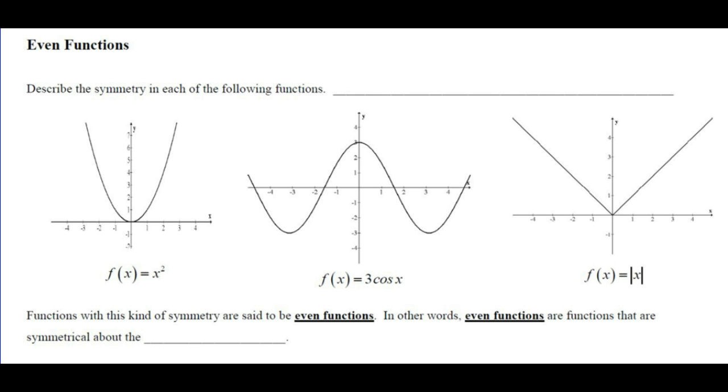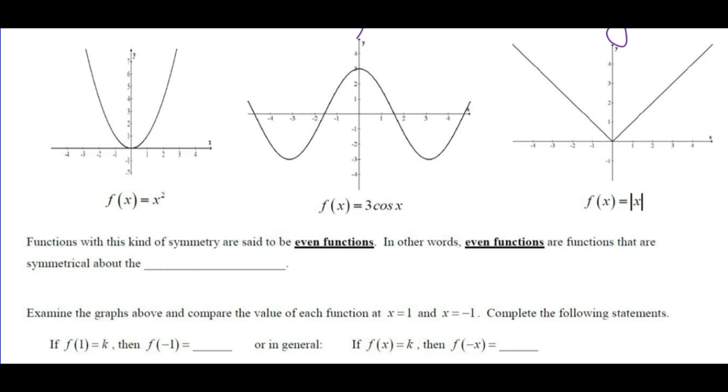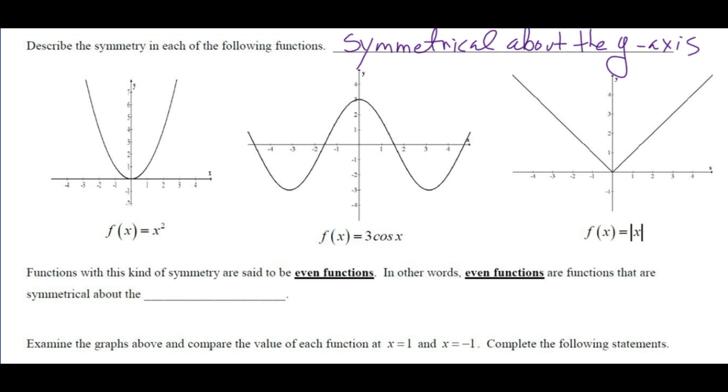Reflection in the y-axis, right? Okay, so it's a reflection in the y-axis. So it's symmetrical about the y-axis. Okay, now we've got the three functions, right? F of x equals x squared, f of x equals 3 cos x, and f of x equals the absolute value of x.